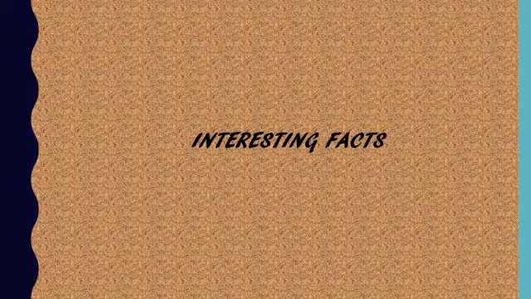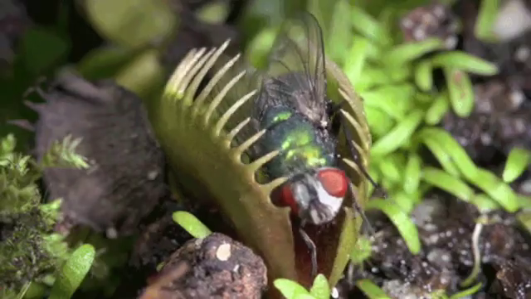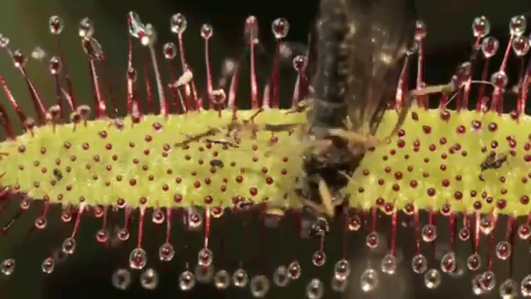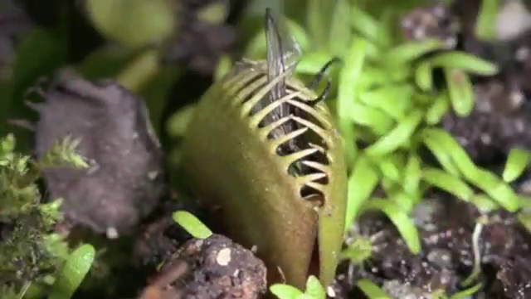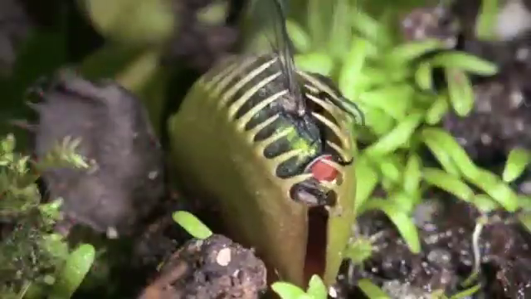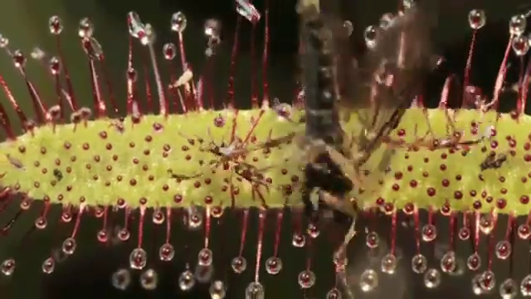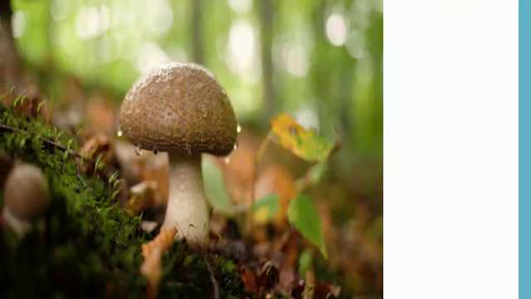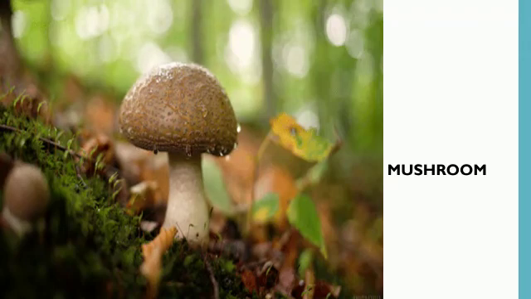Children, now let's discuss some interesting facts about plants. So which plant is it, children? It's Venus flytrap. Its food is insects like housefly, spider, etc. Mushroom. Mushrooms cannot prepare their own food. Why? Because plants without green leaves cannot prepare their own food. They depend on nature for their food.